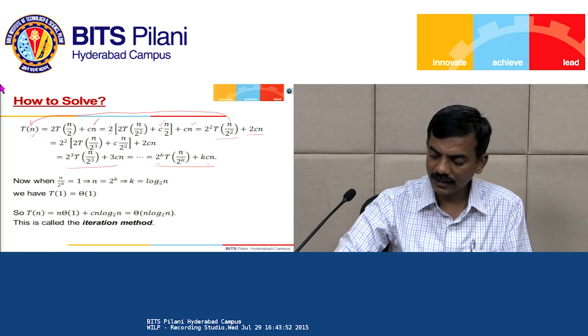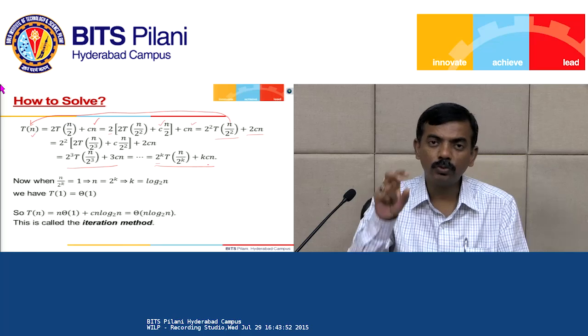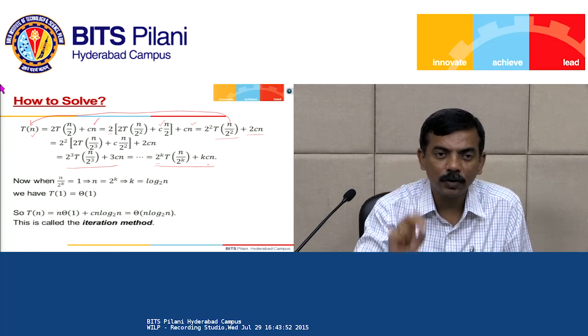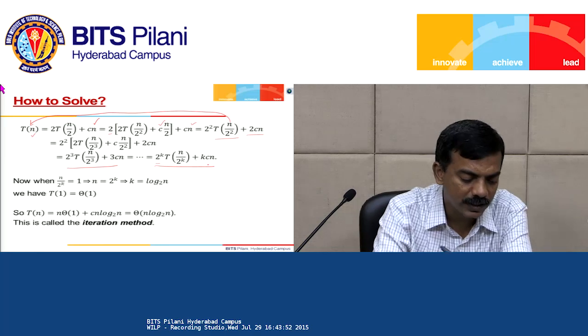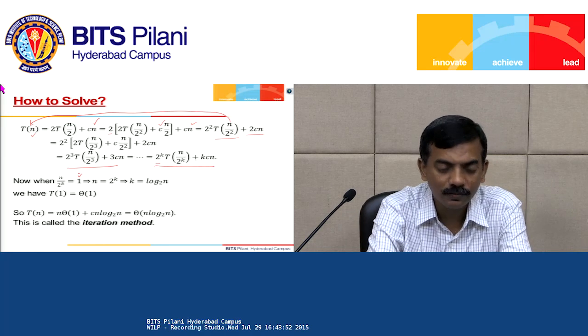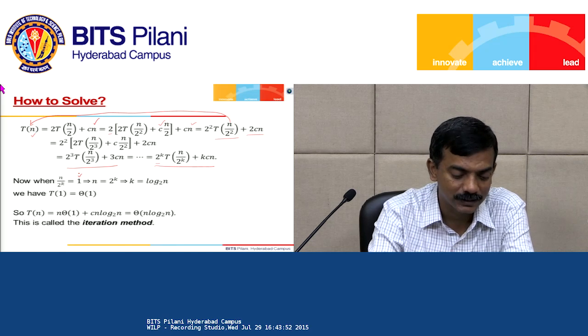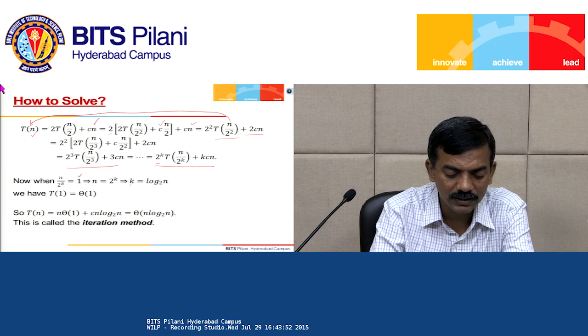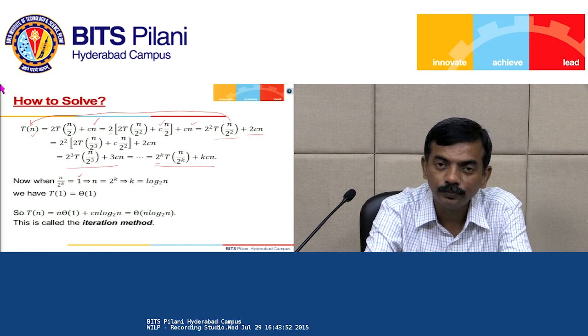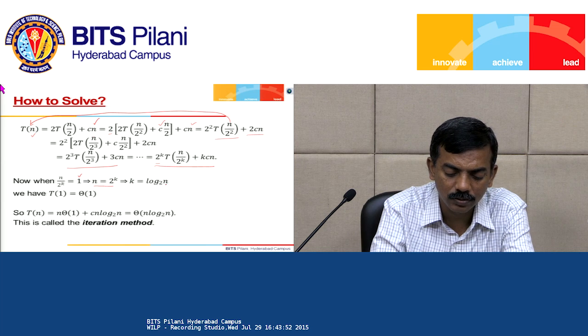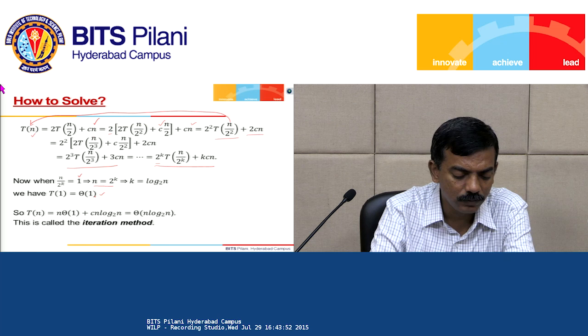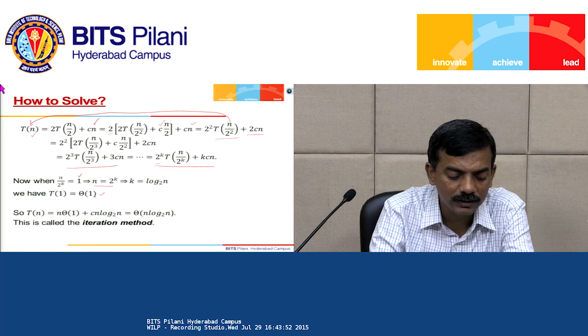Now let's say that n by 2 to the power k, which is essentially the problem size, has been reduced to unit size 1. This n by 2 to the power k is now 1. If that happens, I have reached the base case. That means I can say n is equal to 2 to the power k, which means k is nothing but log n to the base 2. Just take logarithm on both sides. You will get k is equal to log n to the base 2. Also, we have already seen that T(1) is theta of 1.